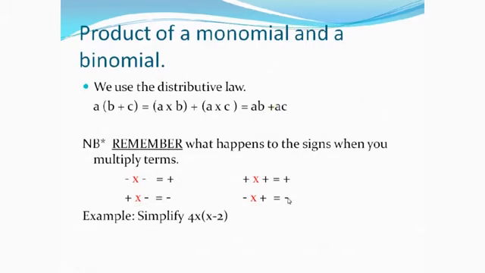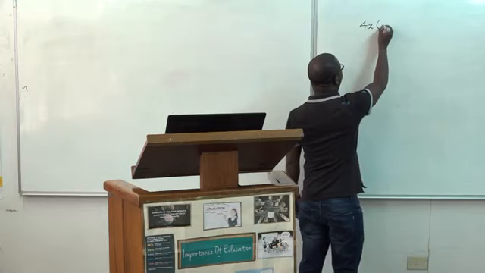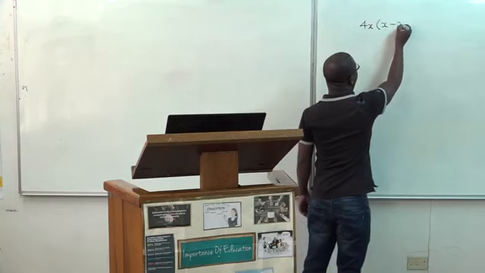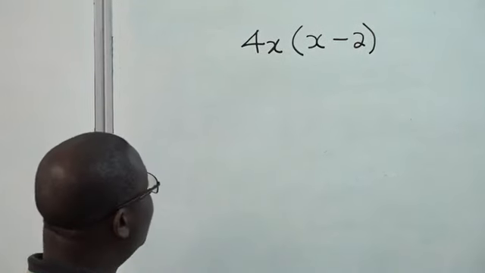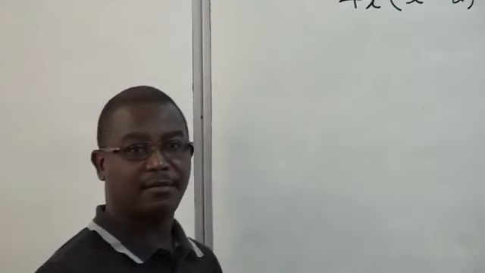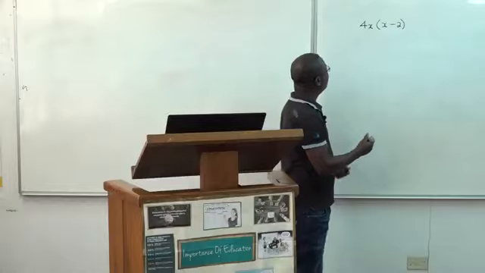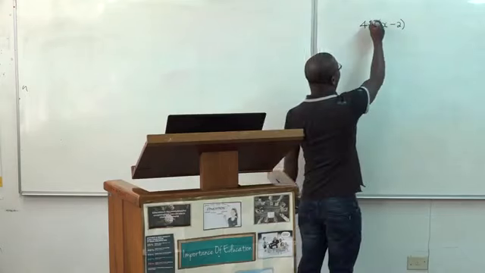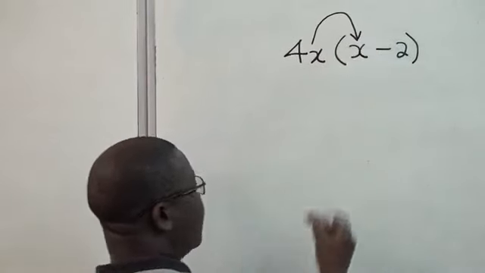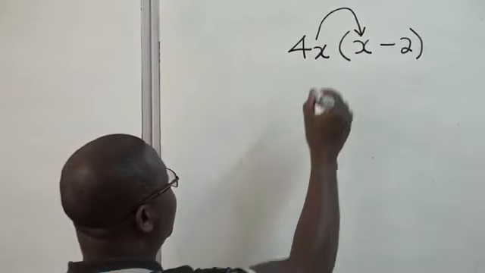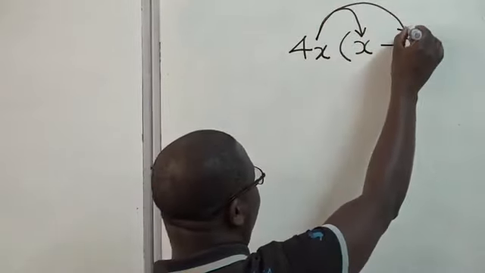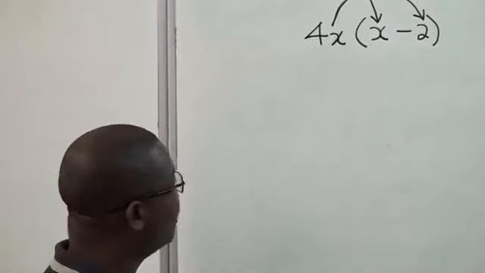Now, let us look at an example. 4x in brackets x minus 2. I will show it on the board. 4x multiplied by x minus 2. Most of our textbooks will demonstrate this by the use of an arrow. And using the distributive law, the 4x multiplies the x. And after that, the same 4x will multiply the minus 2. Let's see how this is going to pan out.